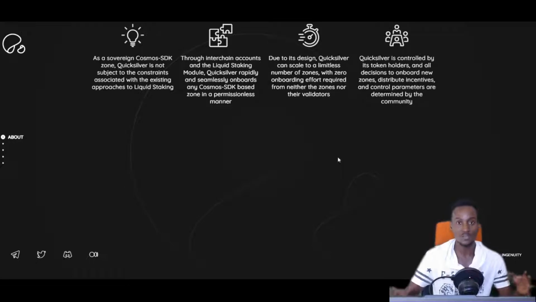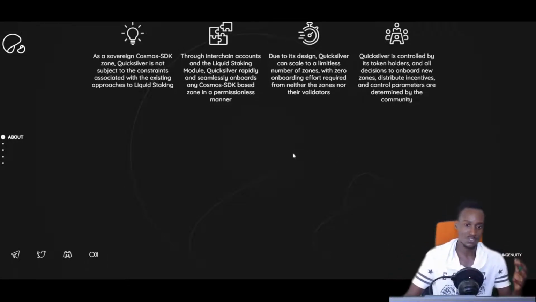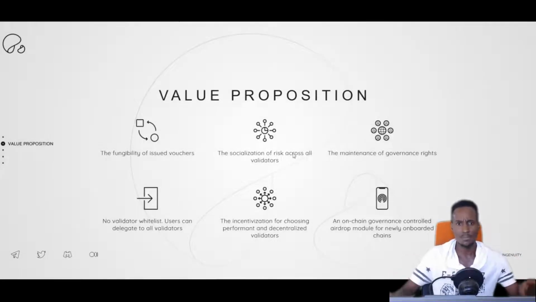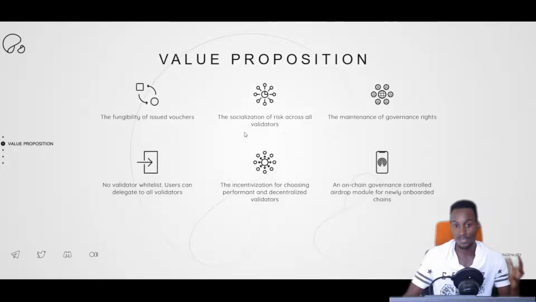So that's one of the liquid staking innovations that's being introduced to the Cosmos Hub. So we want to introduce this MEV, maximum extractable value, and all those things on chain so that the users can actually benefit from it. So this all ties into what we talked about in the white paper the other day, or 2 days ago. The fungibility, the value proposition, the fungibility of issued vouchers, the socialization of risk across all validators, the maintenance of governance rights, no validator whitelist, users can delegate to all validators, the incentivization of choosing performant and decentralized validators.